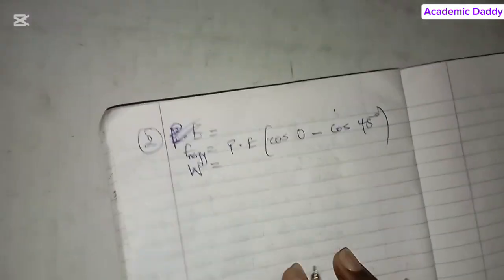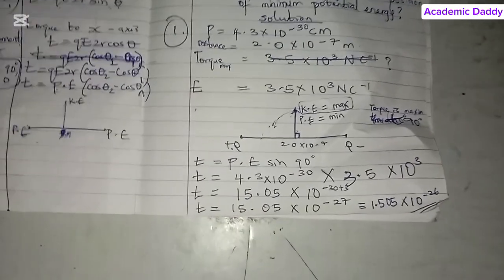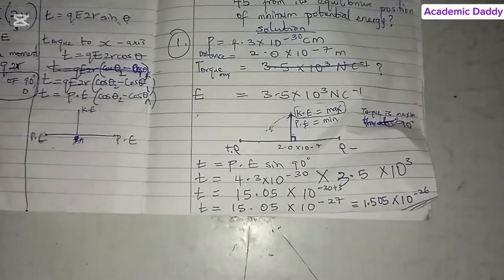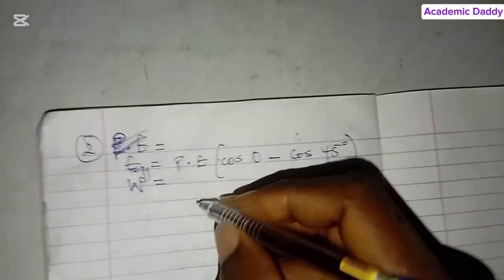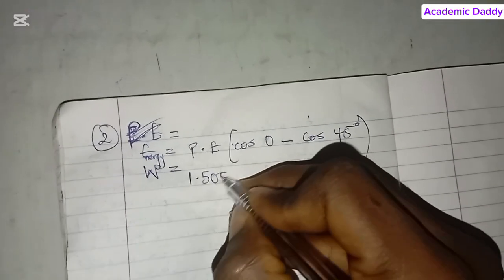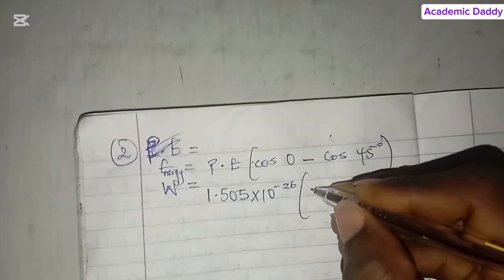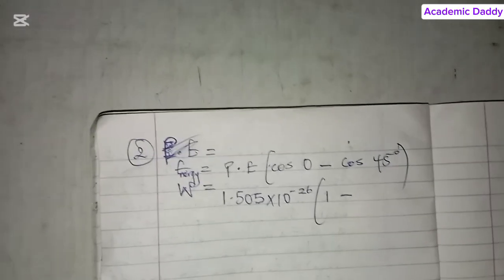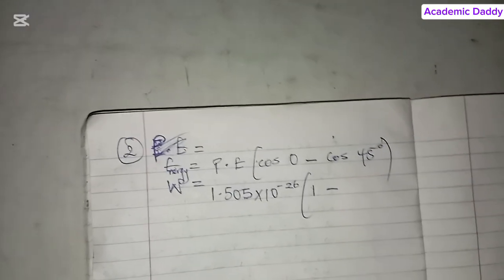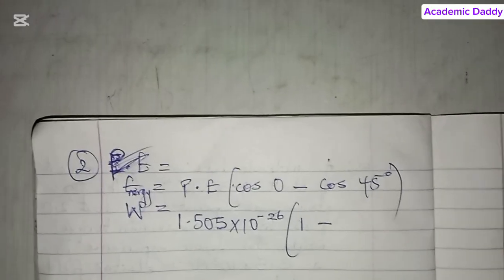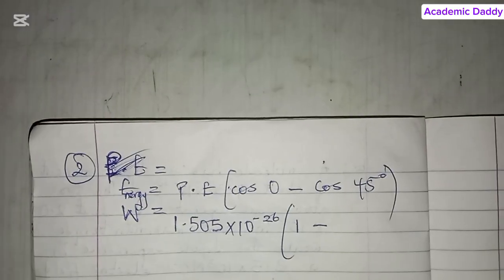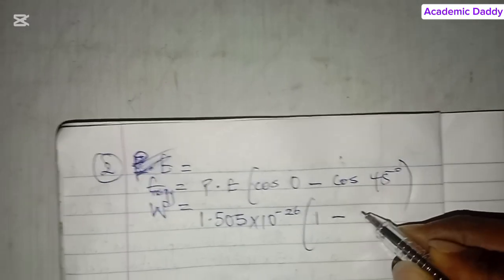So that means I'll simply have, we've already gotten the dipole moment to be 1.505 times 10 raised to power minus 26, all into cos 0, which is 1, minus cos 45, which should be root 2 over 2, if you remember very well. That is cos 45, and that will give you the same thing as 0.707.